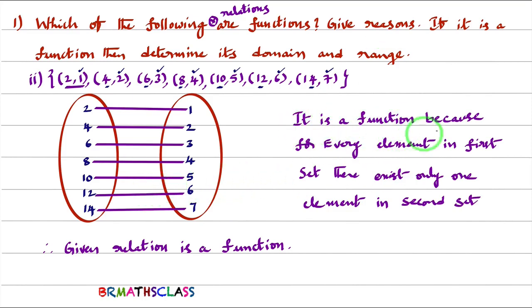It is a function because for every element in the first set, there exists only one element in the second set. That's why this relation is a function. If it is a function, they are asking to determine its domain and range. Now, I'll write its domain and range.